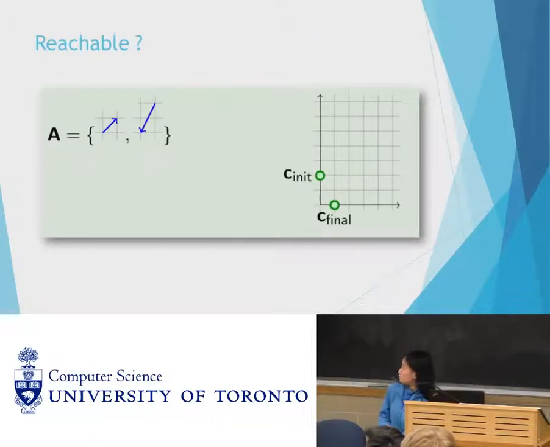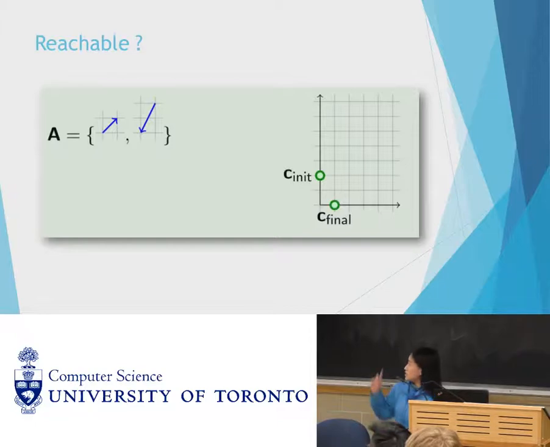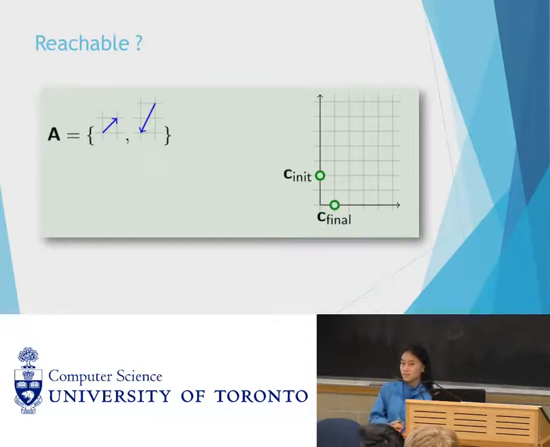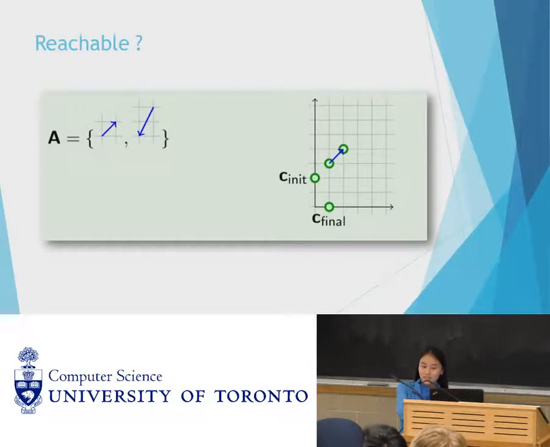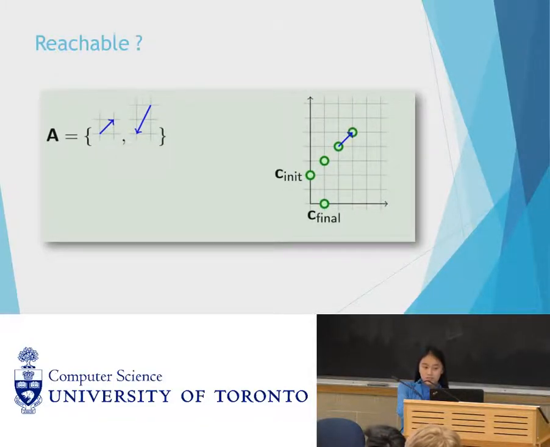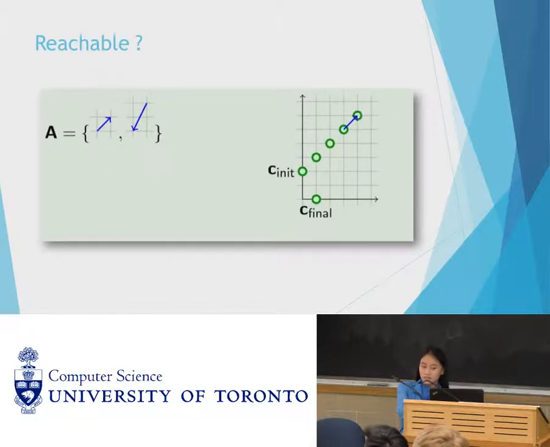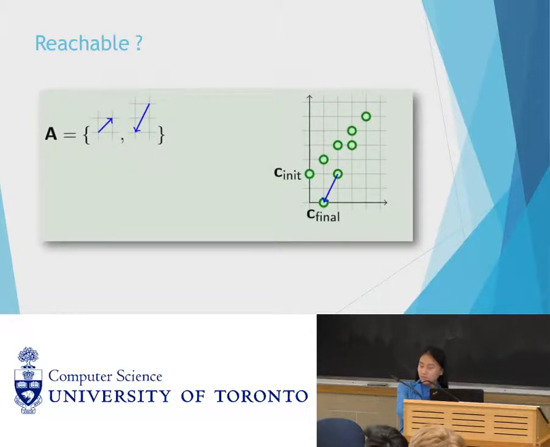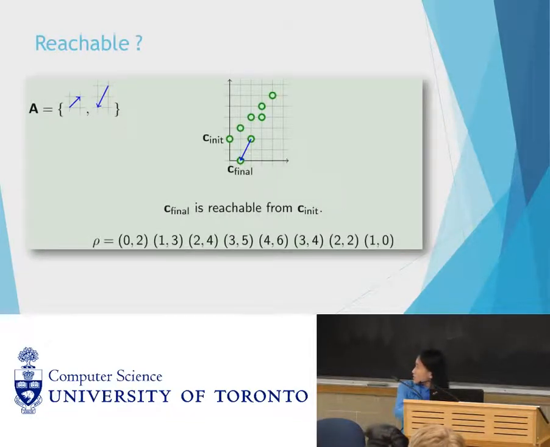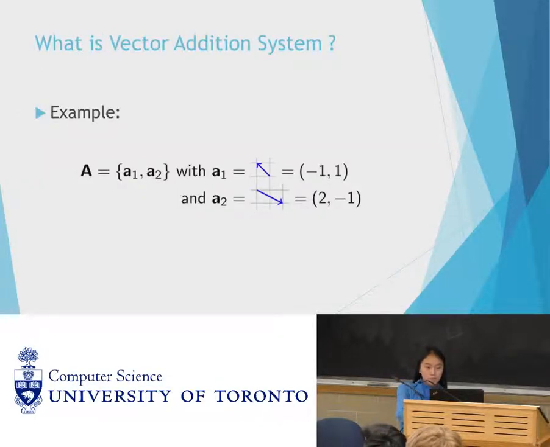Here is an example of a reachability problem. We have an initial point, a final point, and a set of vectors. So we start from the initial point and use the vectors in the set to reach the final point. In this case, the final point is reachable from the initial point. The most important thing in a vector addition system is the set of vectors.